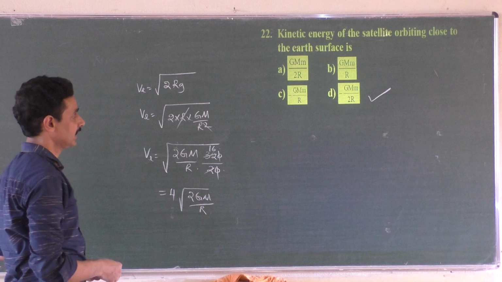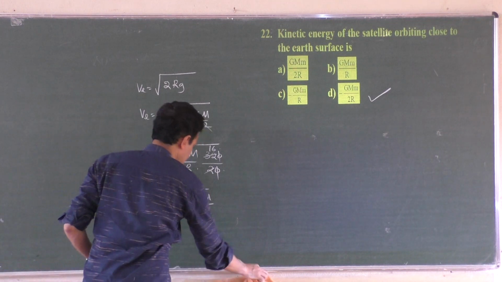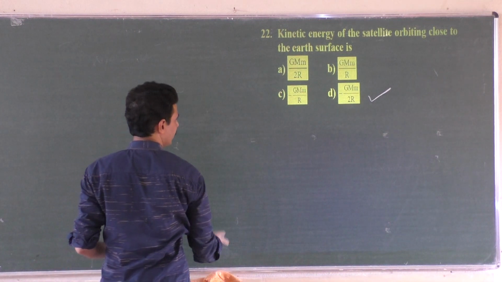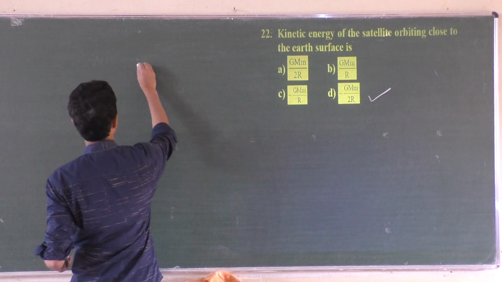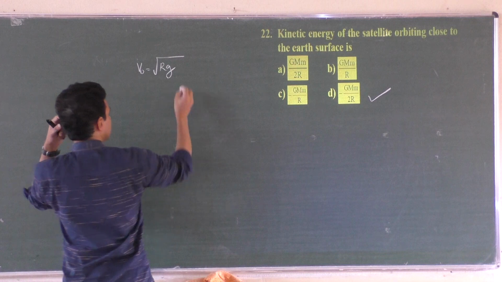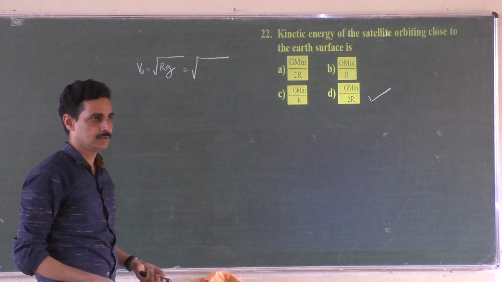Kinetic energy of a satellite orbiting very close to the earth is, that is half mv squared. See, what is orbital speed? Root of rg. But there is no acceleration due to gravity here, so I have to substitute. You take it, or if you remember the formula, then it is well and good.